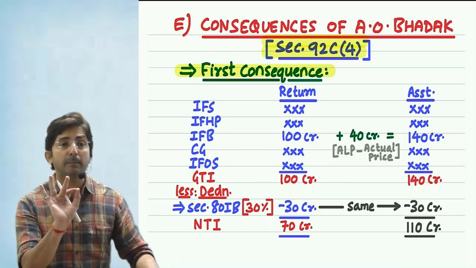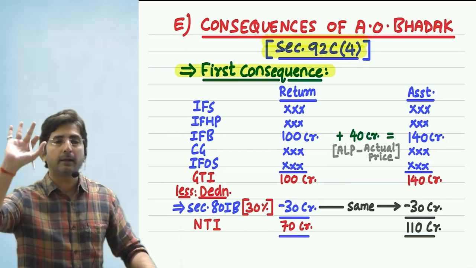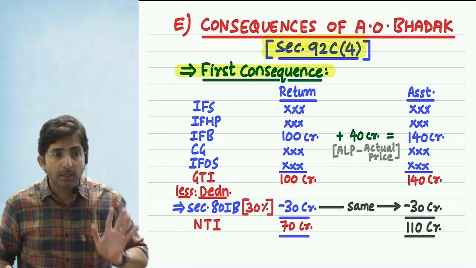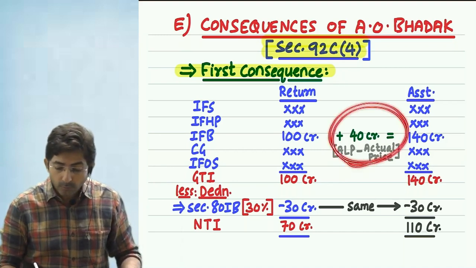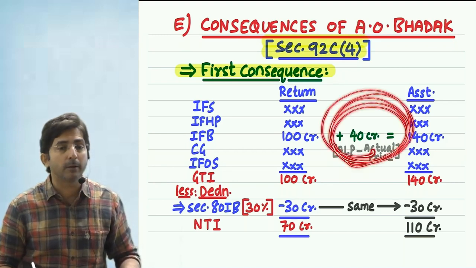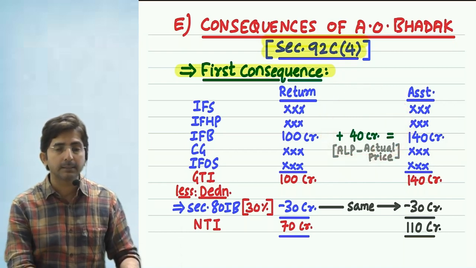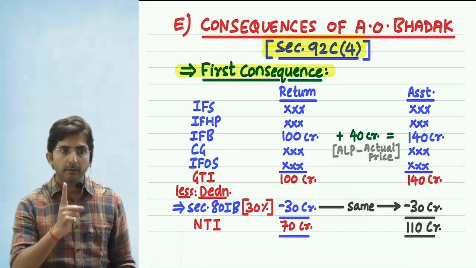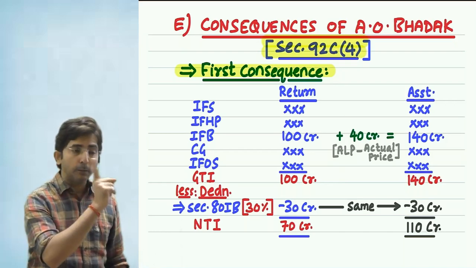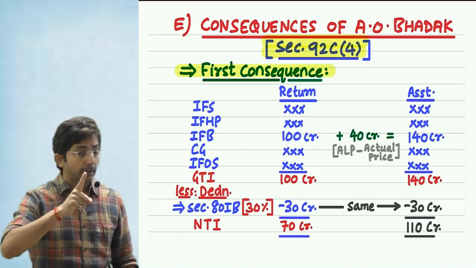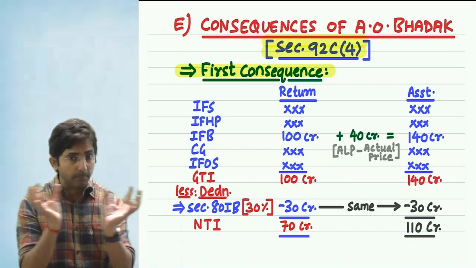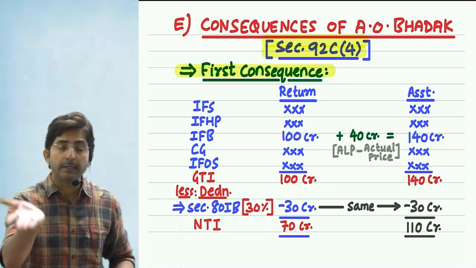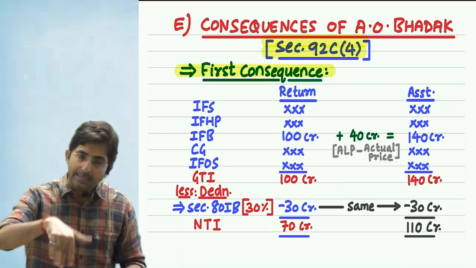But don't write 80IA or 80IB in the exam. How will you write? Chapter 6A will not be allowed, and even 10AA will not be allowed, on the addition made by AO. So repeat the sentence. You have to remember this like a threat. So law is threatening you. If ALP is computed by AO, then the addition made by AO shall not be eligible for deduction under chapter 6A and 10AA.